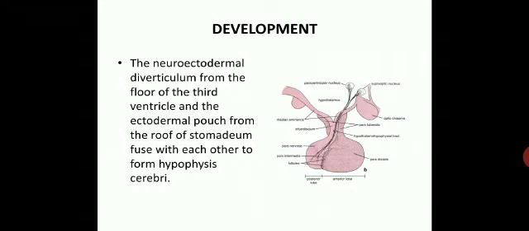So the neurohypophysis and the adenohypophysis have a different origin, that is the neuroectodermal diverticulum from the floor of the third ventricle and the ectodermal pouch from the roof of the stomodeum, which fuse with each other to form the hypophysis cerebri. Applied aspects.